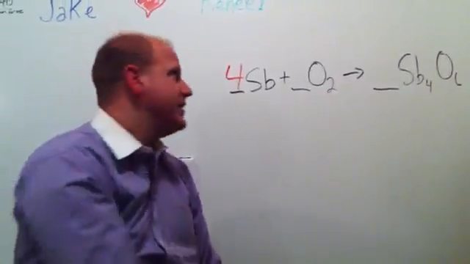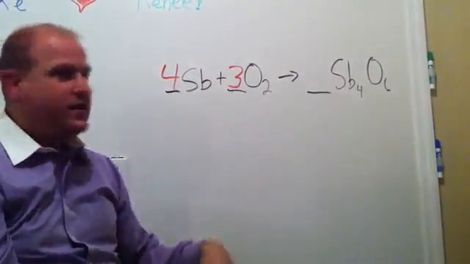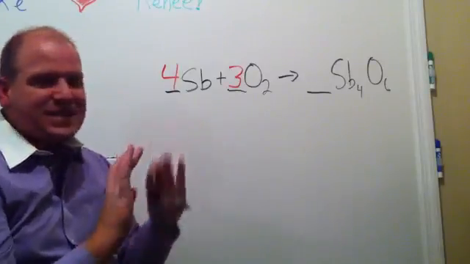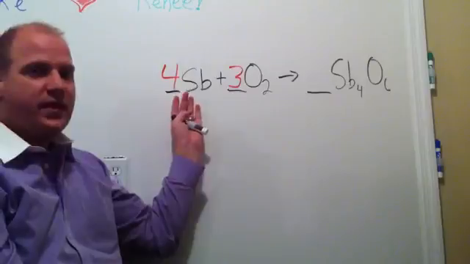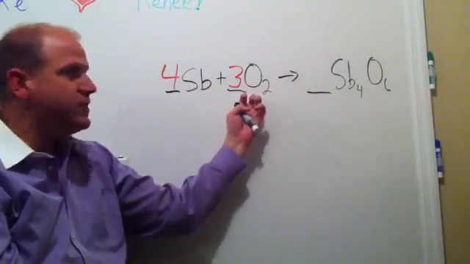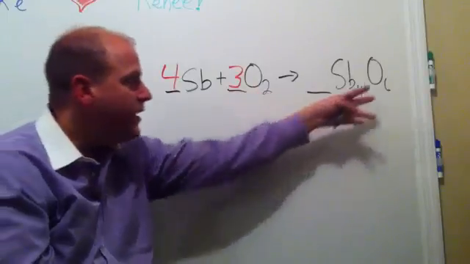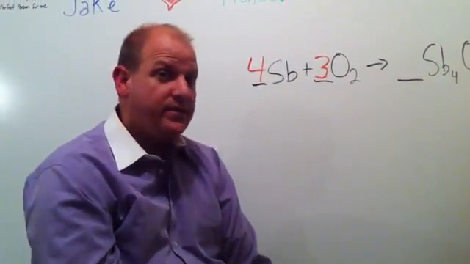I just gave away the answer. You multiply it by 3. So now we've got 6 oxygen. We could say it's balanced, but just check. I know it seems so simple, but let's check. 4 SB on our reactant side, 4 SB on our product side, 6 oxygen on our reactant side, 6 oxygen on our product side. This is balanced.